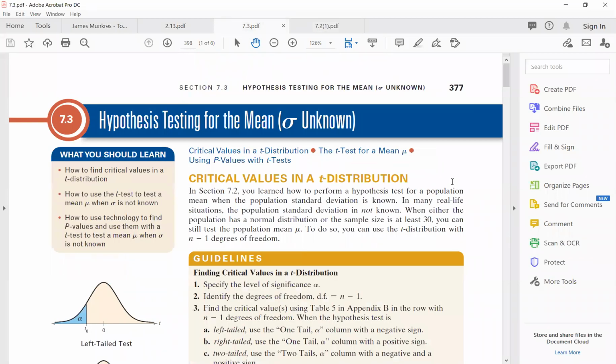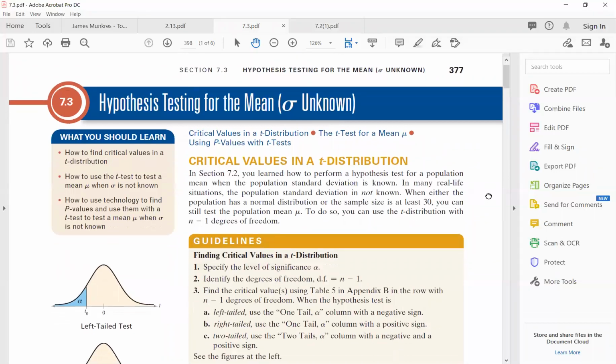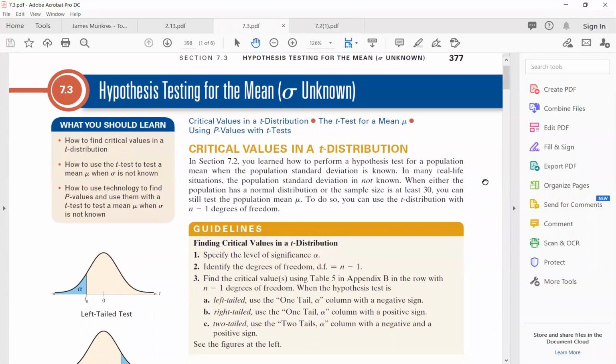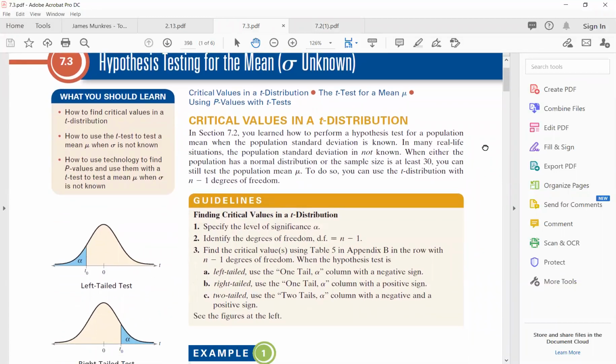Now I expect you to ask, what if sigma or standard deviation of population is missing? What should I do now? In this case, instead of using a z value, you're going to use a t value, a standardized test. Very well.